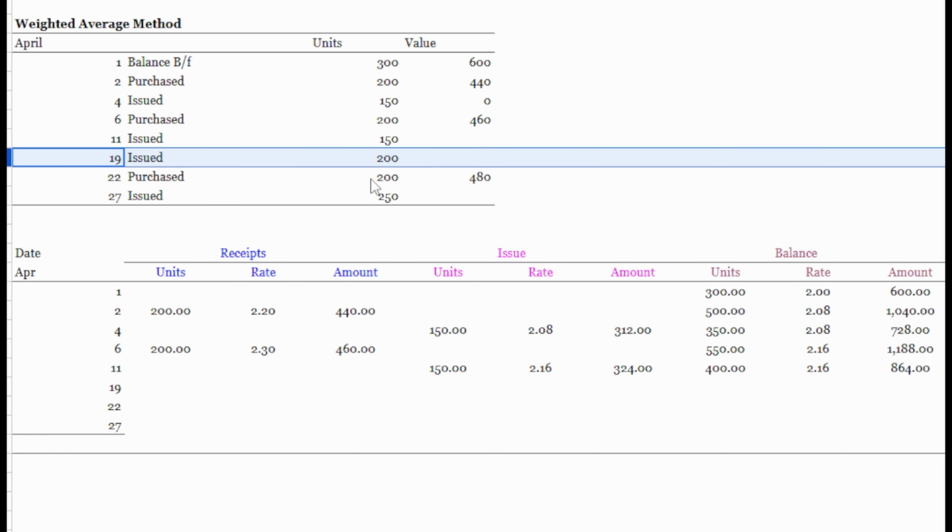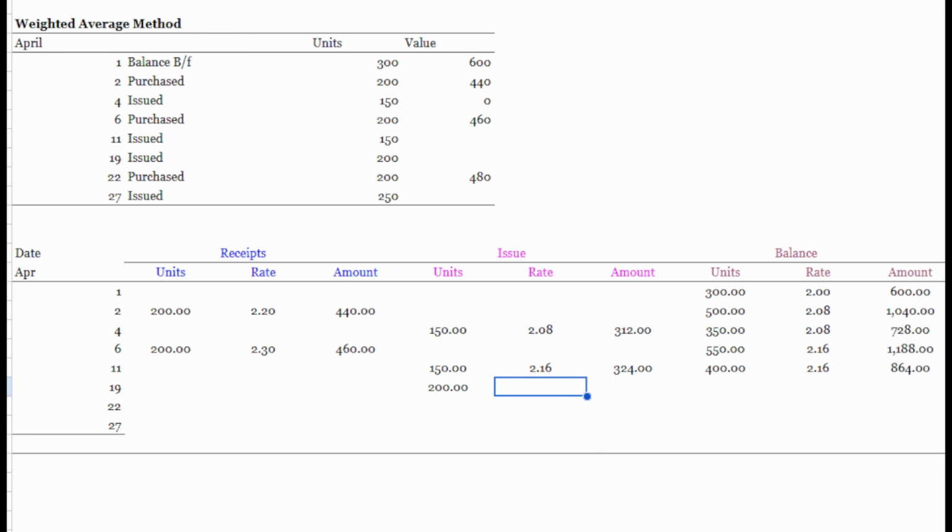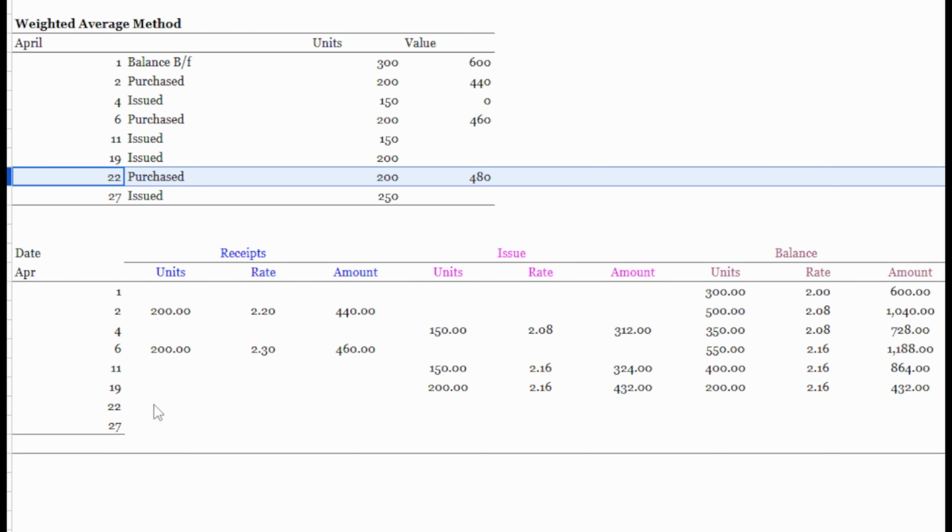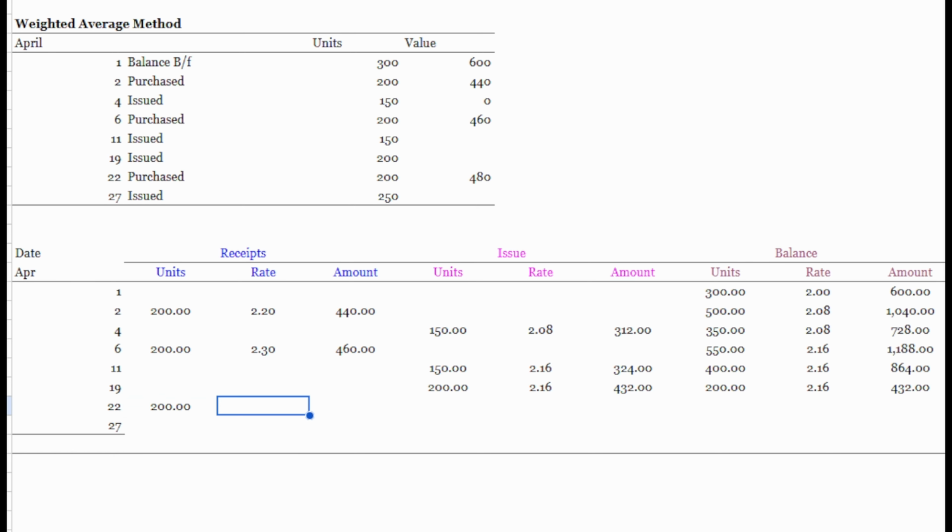On 19th, again there is an issue of 200. So 200 is issued at the same rate, and 400 minus 200 is 200. Value is this minus 432 is 432, and balance rate is 2.14. Okay, next transaction on 22nd, there is a purchase of 200. Value is 480. So update the balance. 200 plus 200, 400, and 432 plus 480, and then compute the weighted average rate.